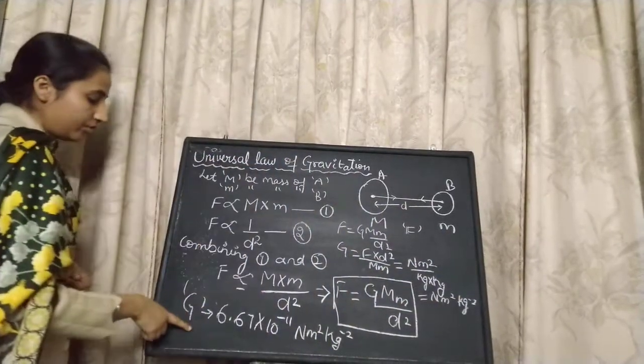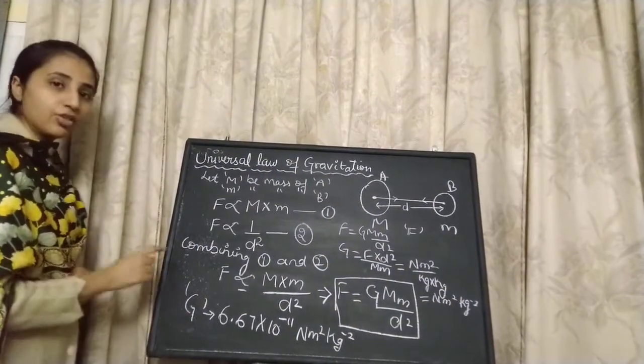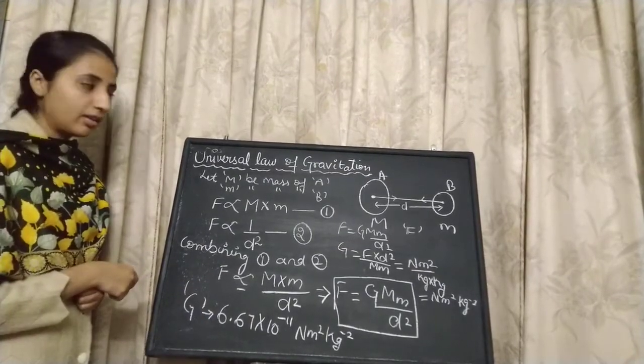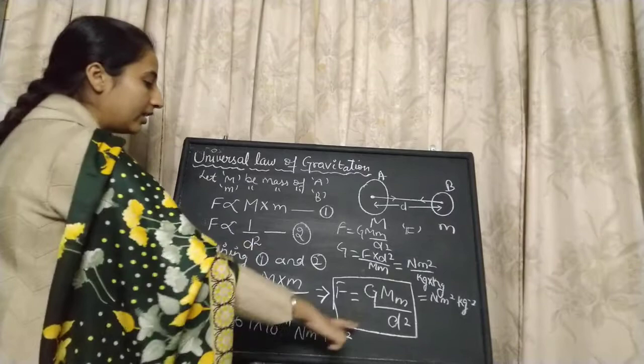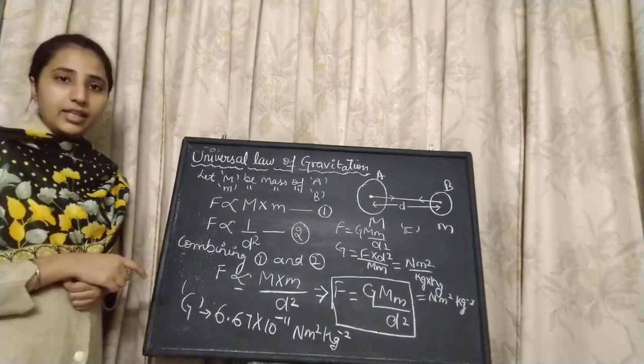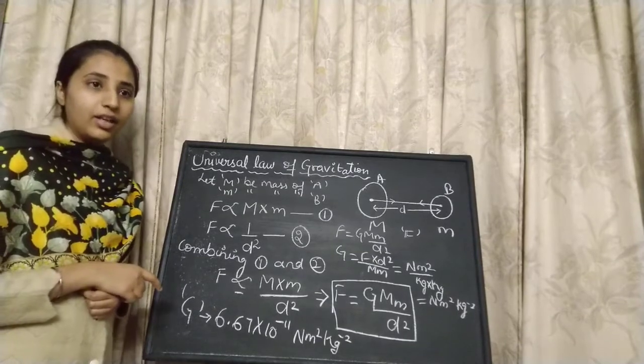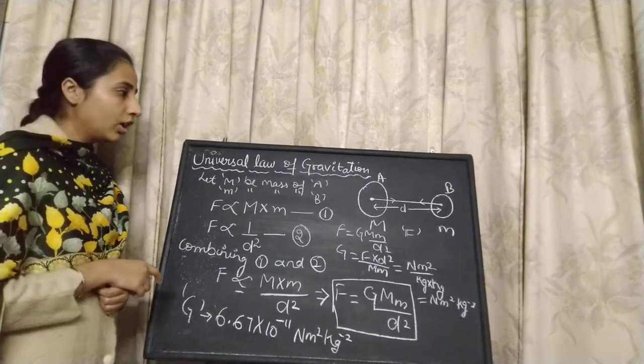So these are the units of capital G, and its value is 6.67 into 10 to the power minus 11. So by obtaining this formula, we can easily calculate the attractive force with which we are attracted towards the earth.